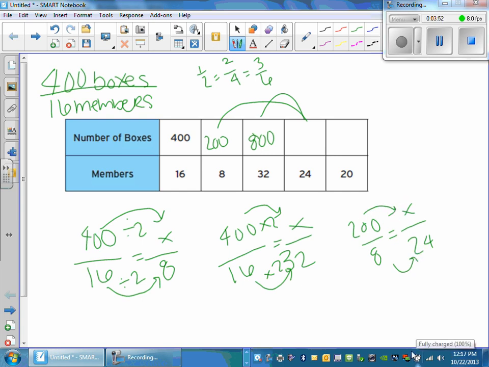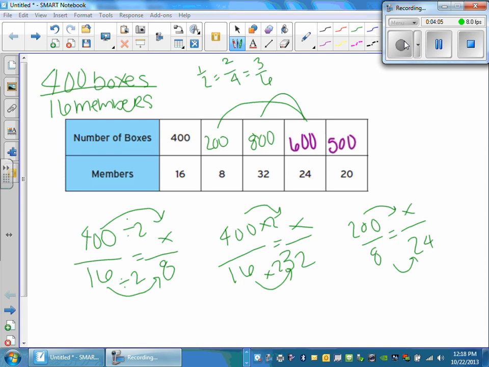So I want you to go ahead and fill in the next 2 boxes. Press play, and then when you have, press pause, and then when you have the answer, press play. You should have answered the numbers 600 and 500 in your box.